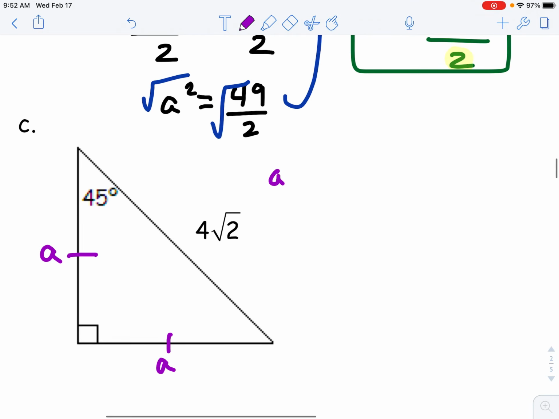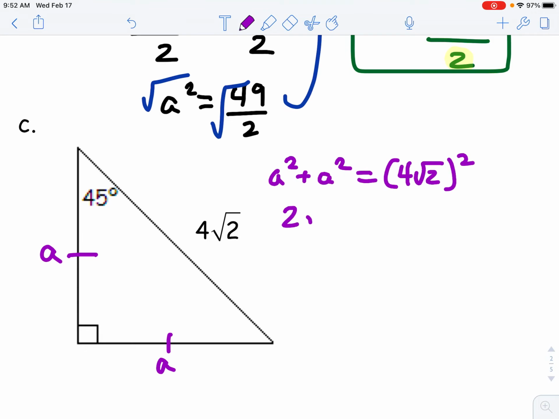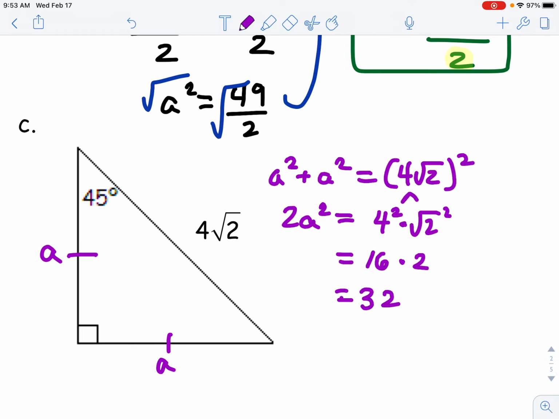Okay, so we're going to have a squared plus a squared equals 4 radical 2 squared. Again, our left-hand side is 2a squared, nothing new with that. Over here, we'll be a little explicit about it. It's going to be 4 squared times radical 2 squared, because you're squaring it, so you have to square the number outside and square the number inside. On this right-hand side, we're going to have 16 times 2, which becomes just 32.